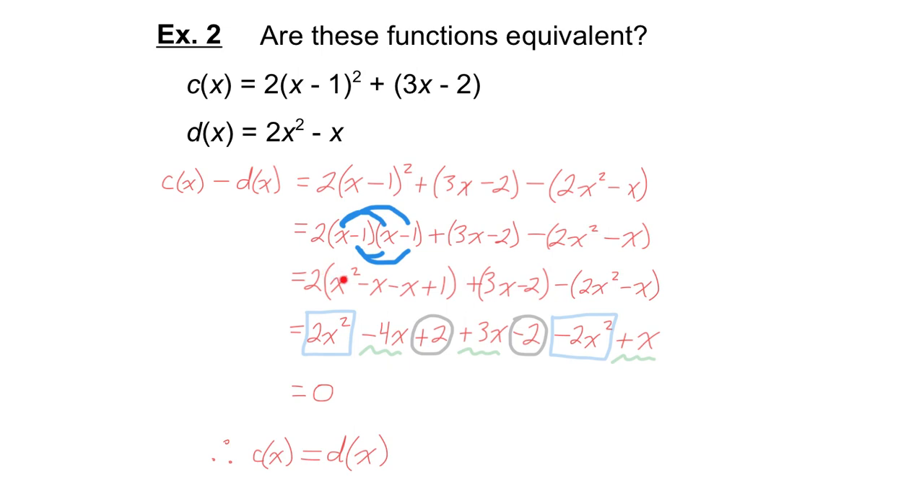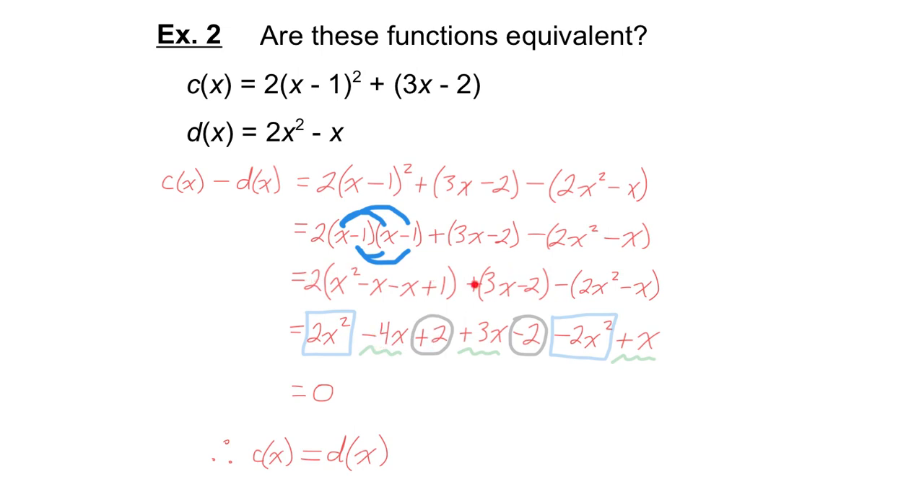So 2 times x squared is 2x squared. 2 times minus x is minus 2x. 2 times minus x is minus 2x. Those are like terms. Minus 2x minus 2x is minus 4x. I just simplified in this step right here. Then I did 2 times 1 to get 2.